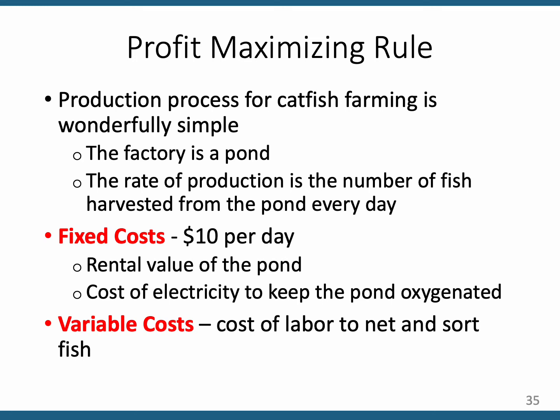All right, so to further develop this example, the fixed plant in this case is a pond. That is your fixed plant. The rate of production is the number of fish harvested from the pond every day, and that's measured in bushels of fish. Fixed costs, you're leasing the pond for $10 per day, and that also includes electricity to keep the pond oxygenated. I guess that's important. Now, variable cost is just the labor cost in this simple example, the labor to net and sort the fish.